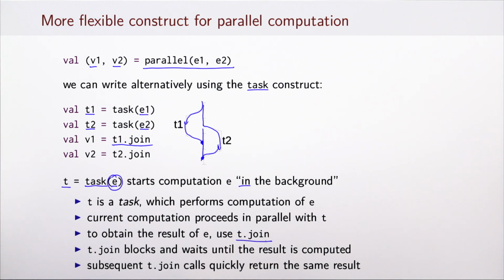What does t.join do? Well, if the value of E is not computed yet, t.join will simply block and wait until the value is computed. If it's already there, then it's going to quickly return it. And so if you call t.join multiple times, then subsequent calls will return quickly.